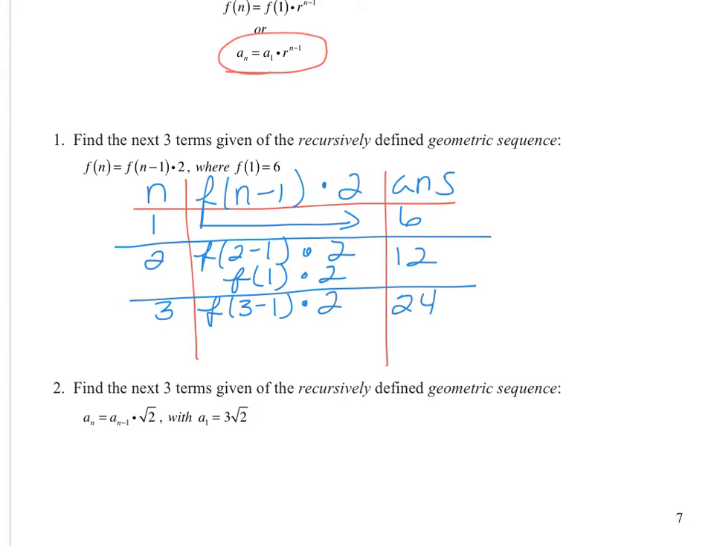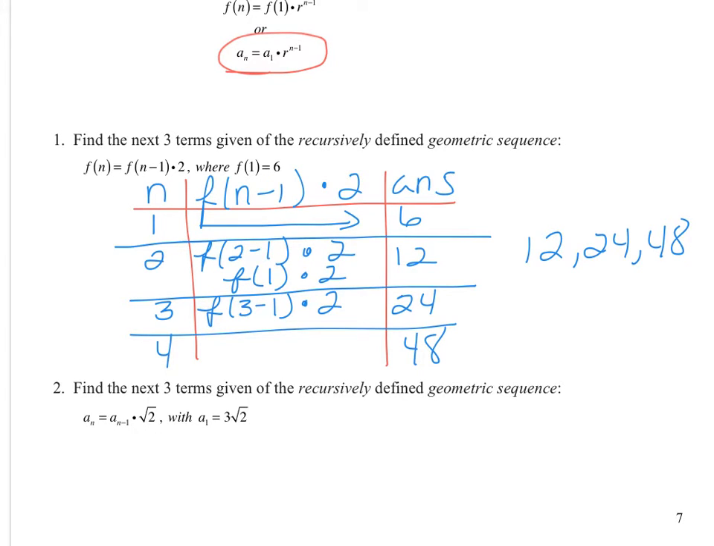Take a look at your answer column. Aren't you multiplying the first guy by 2 to get the second, by 2 to get the third? Well, the fourth then is going to be, we don't even have to do the math. What is it? You're right, 48. So the next three terms of this one would be 12, 24, and 48.